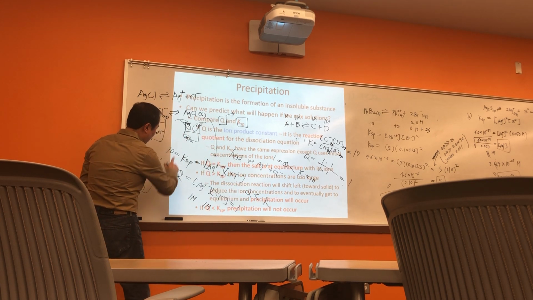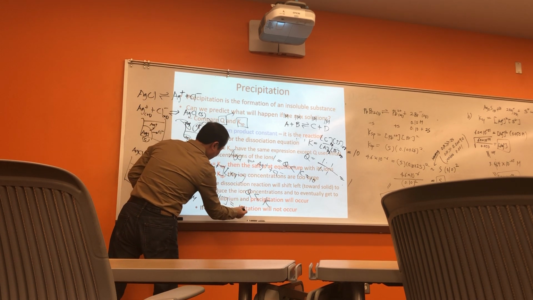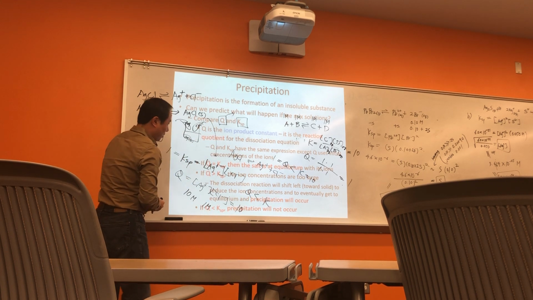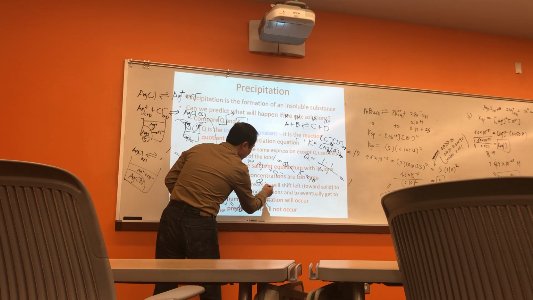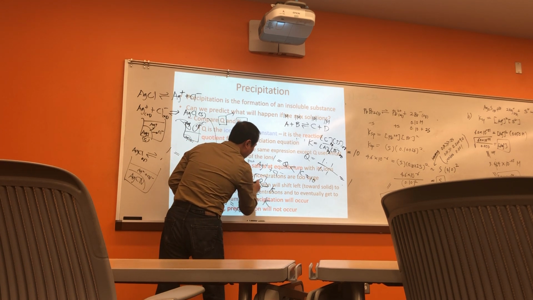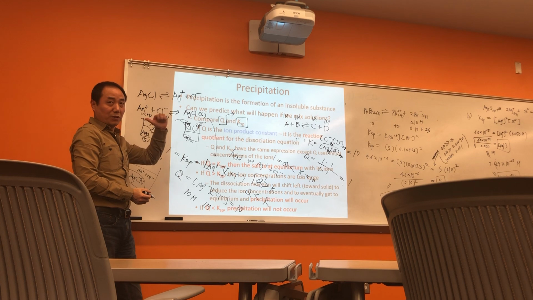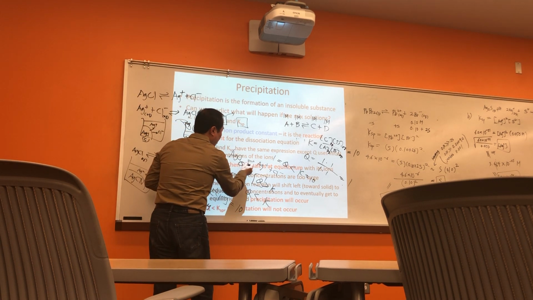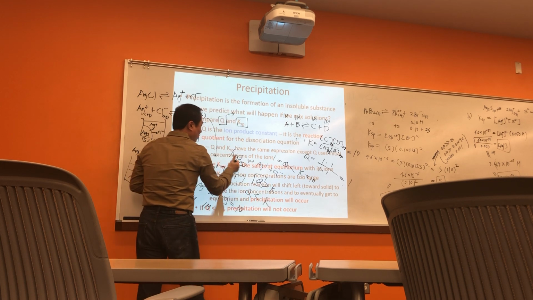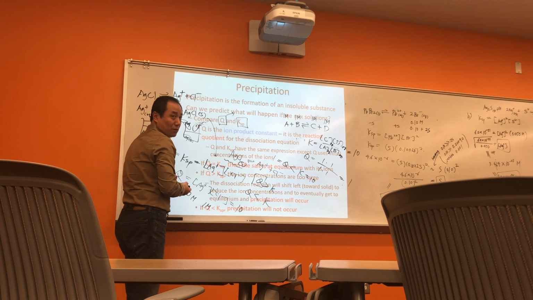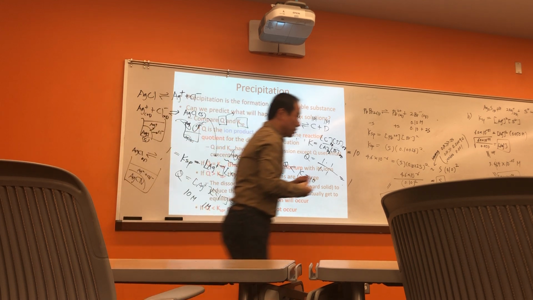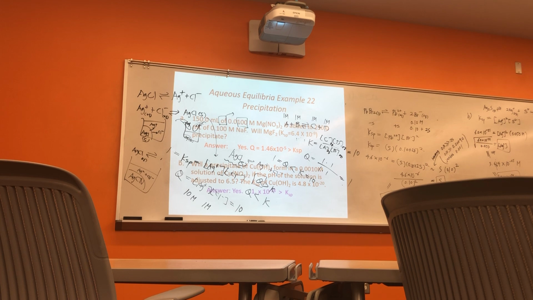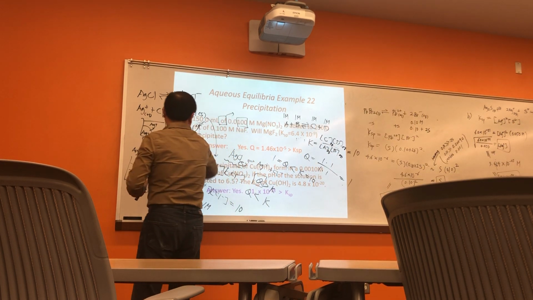In the opposite case, if this is 1, this is 10, then because Q is greater than K, reaction should go backward. Which means these ions will come together and make a precipitate. Okay? That's how you decide whether precipitation happens or not. Now it is only more actual problem.